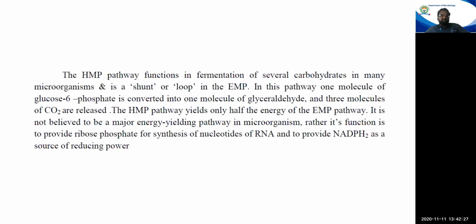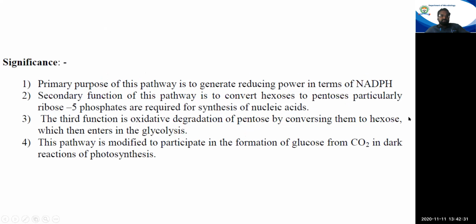Okay, the significant points of this pathway: it results in generation of NADPH2, reducing power for biosynthetic reactions, and secondly, it results in formation of ribose sugars required for nucleotide biosynthesis. Okay, so this much for your HMP pathway.